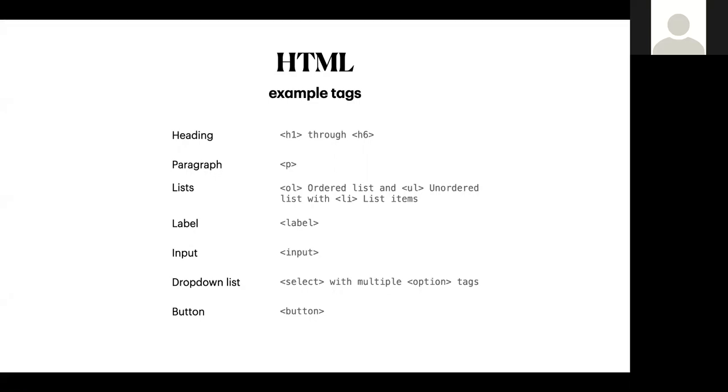Okay, so those are the lists, as I said, and each list has list items, which is the li tag, which you can see there in the middle. Yes, again, we will come back to this later in more detail.